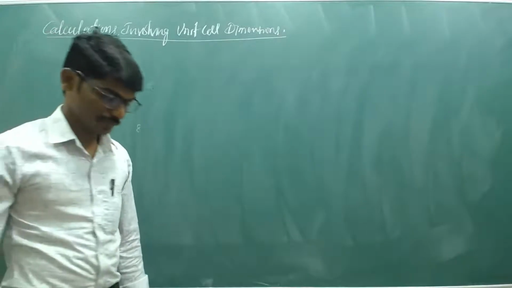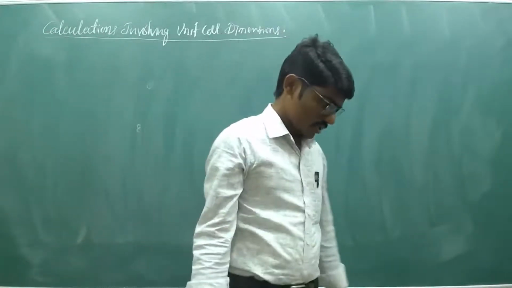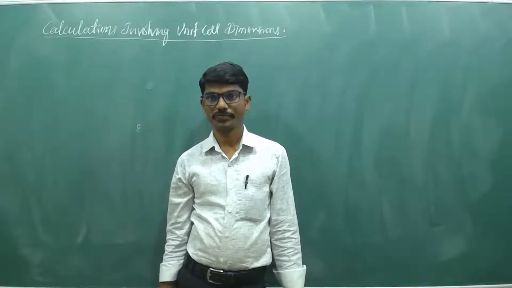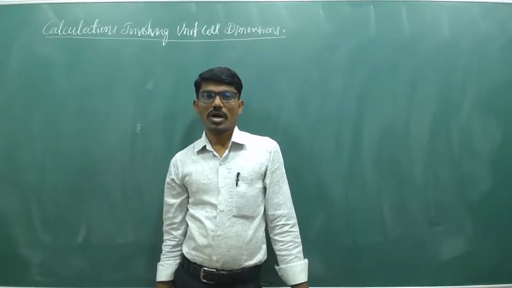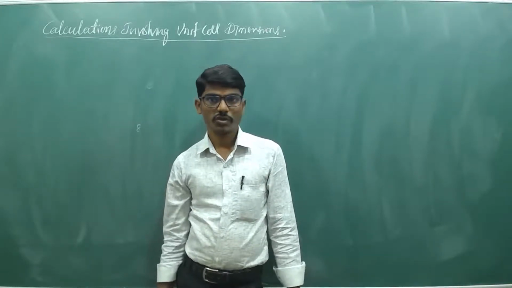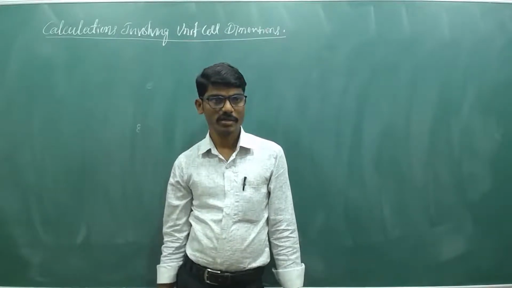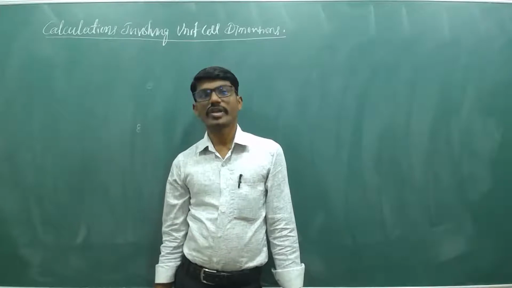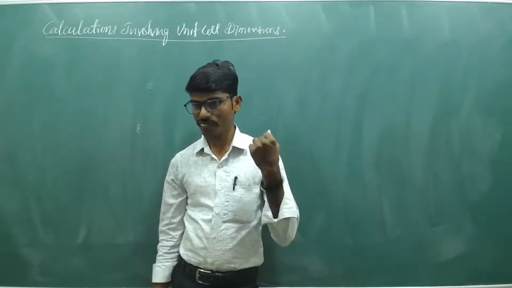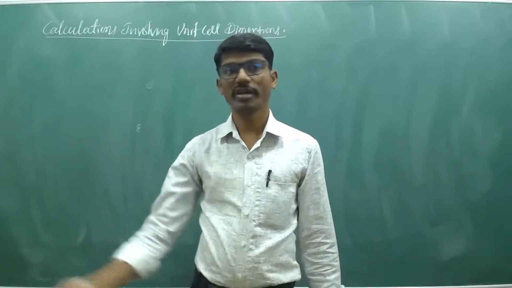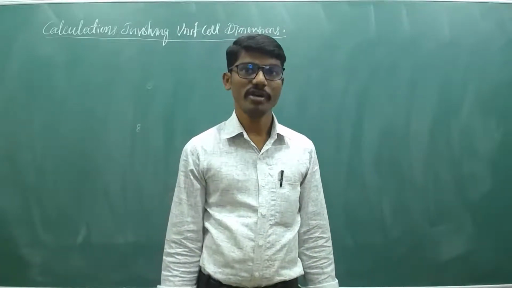Density. So here we are going to calculate the density of a unit cell. So already you know the formula. What is the formula of density? Mass by volume. So we can calculate the mass of the unit cell and the volume of the unit cell, and then we can find out the density of a unit cell.